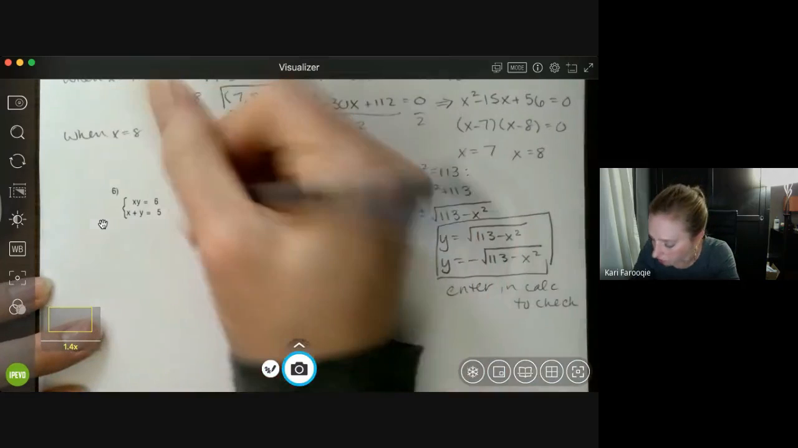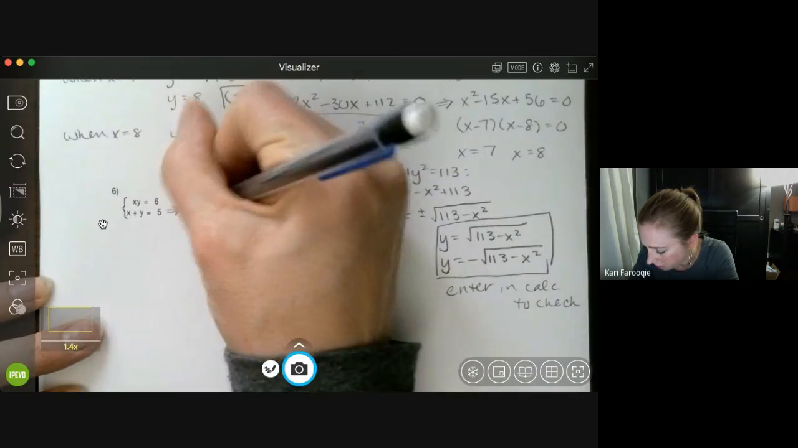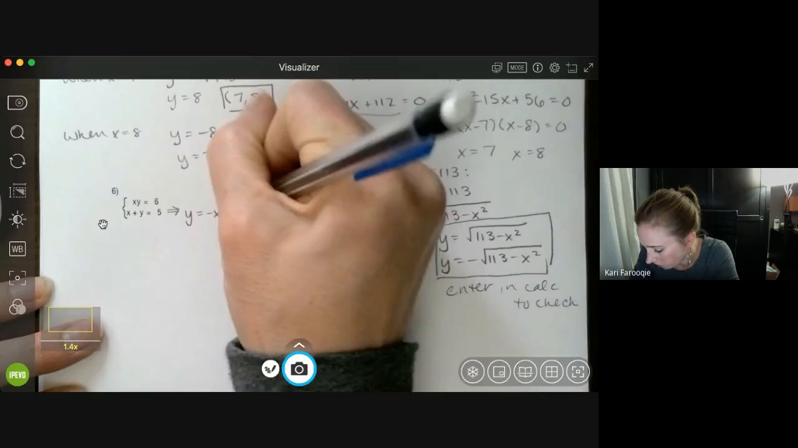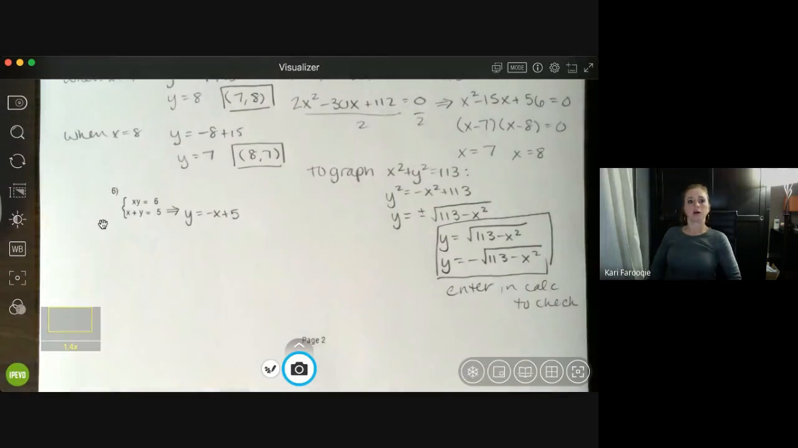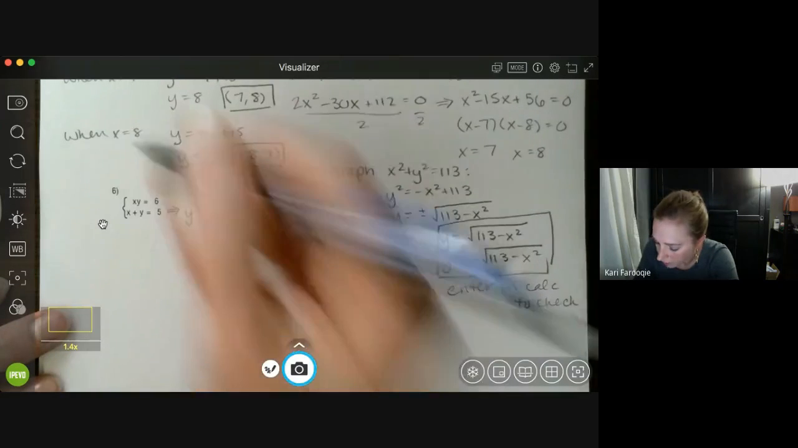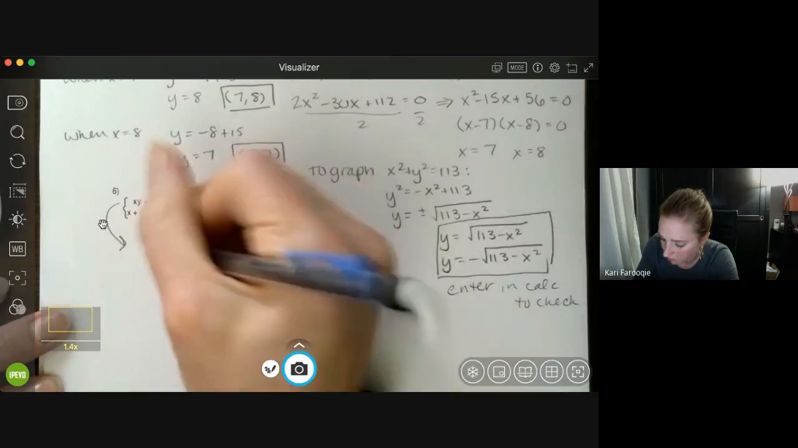So I'm still going to start out by letting y equals negative x plus 5 for the second equation. So just rewriting that to an equivalent form by solving for one of the variables. And if you prefer to solve for x, solve for x. Whatever you want to do. And then once you get this value for y, go back to your first equation and sub it in.